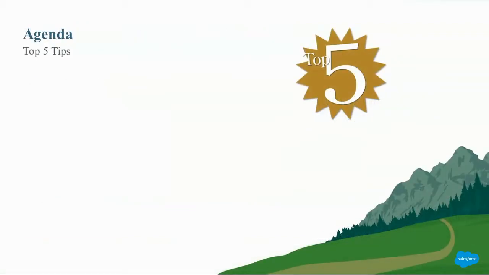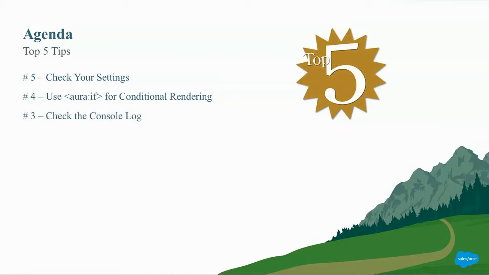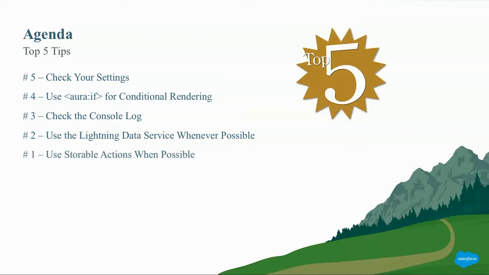You should do that with all of your components. So today, the top five tips, just to run over them real quickly, we're going to go backwards, kind of David Letterman style. Number five is to check your settings, because there are a couple that you need to check. Number four is to use an aura:if tag for conditional rendering. Number three is to check your browser console log. Number two is to use the Lightning Data Service whenever possible. And number one is to use storable actions when possible. We're going to go through each of these, so don't worry.